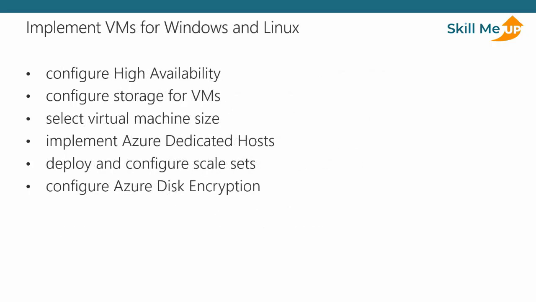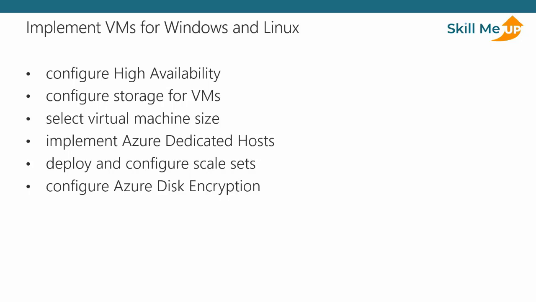Another key piece of implementing and managing is that you need to understand implementing virtual machines for Windows and Linux. You need to understand the ideas of the high availability options with virtual machines, the main ones being availability sets versus availability zones. You need to understand the storage options for virtual machines, selecting the virtual machine size, what the impact is of different sizes and how to change those sizes, implementing the Azure dedicated hosts, deploying and configuring scale sets, as well as configuring Azure disk encryption.